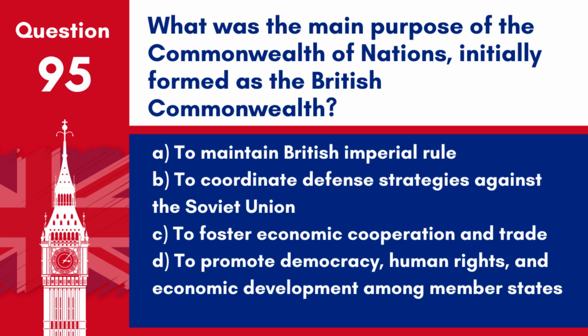Question 95. What was the main purpose of the Commonwealth of Nations, initially formed as the British Commonwealth? A. To maintain British imperial rule. B. To coordinate defense strategies against the Soviet Union. C. To foster economic cooperation and trade. D. To promote democracy, human rights, and economic development among member states.